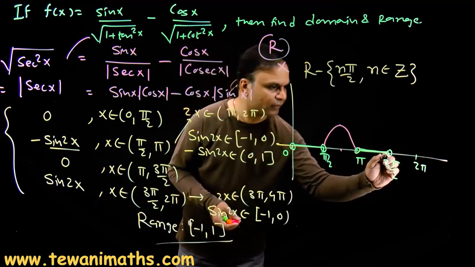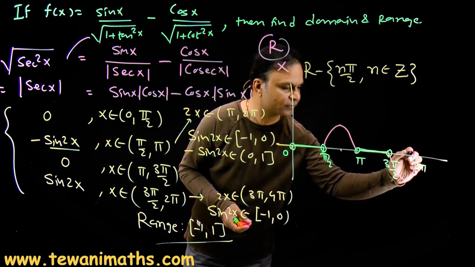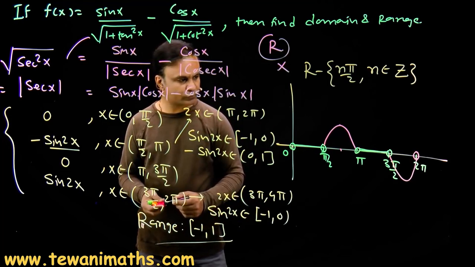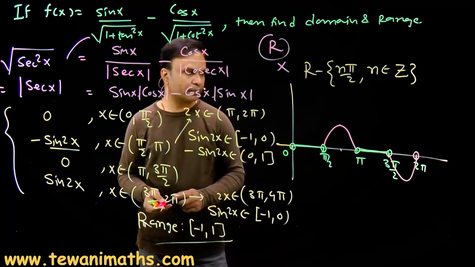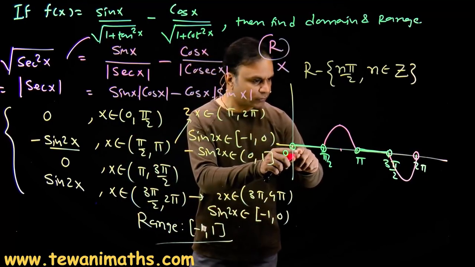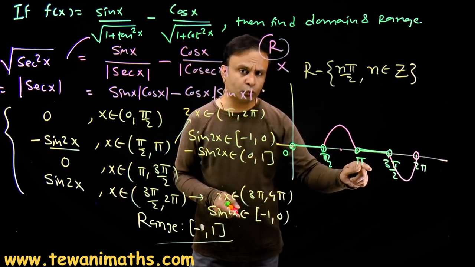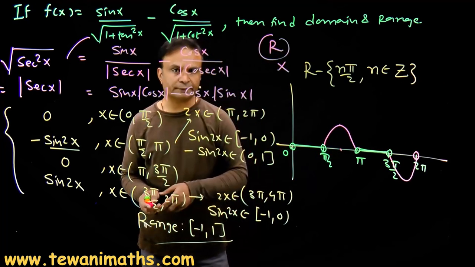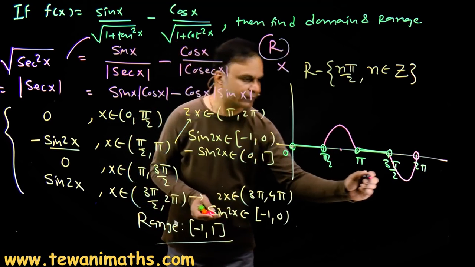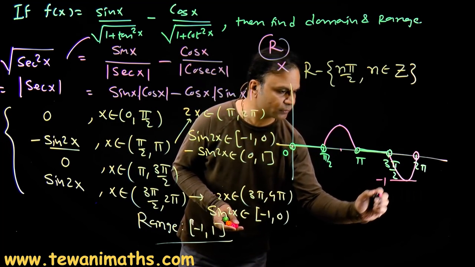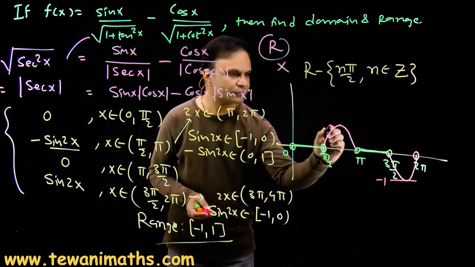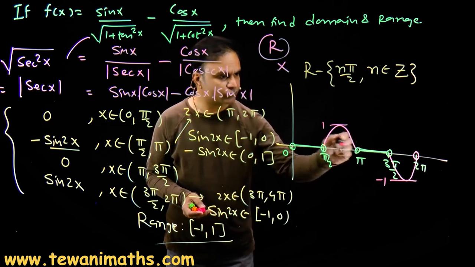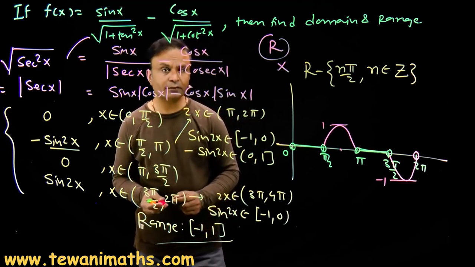Similarly, we will have a graph like this in this interval, where we have already seen sin 2x belongs to minus 1 to 0. So this is the graph for one period, 0 to 2 pi. The same graph will repeat further, also this side. From this we can say the range of the function is, this is the least value and this is the greatest value, the value of the function varying from minus 1 to 1. So the range is minus 1 to 1.